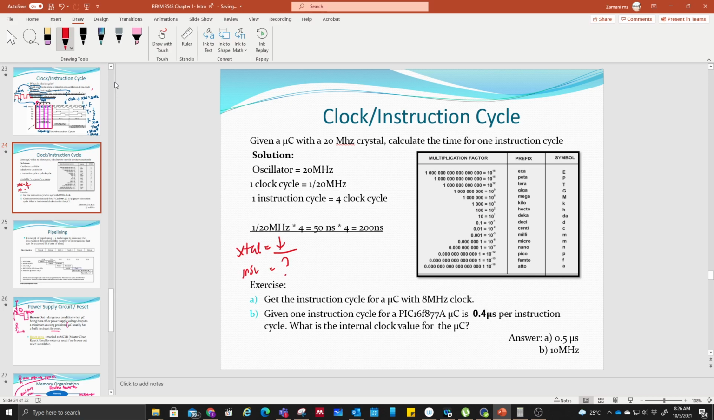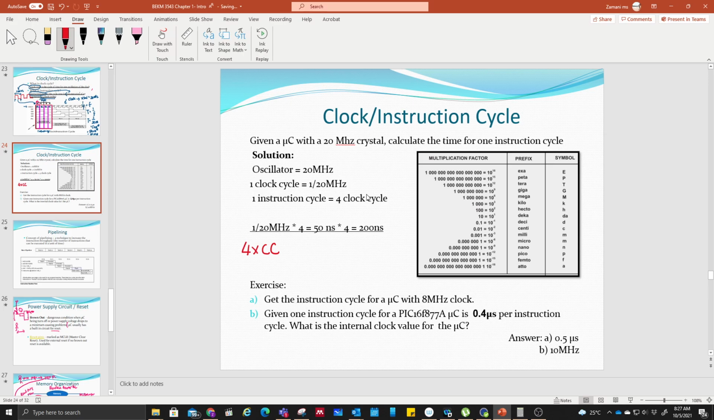But now, in this second question, you are given the instruction cycle, and then you need to find the crystal. So it's kind of a reverse engineering or reverse method. You need to find this one first, and then you can find the value for the crystal. It's just mathematics, but you need to go back from the answer to get the crystal value. So the formula for the instruction cycle is 4 times the clock cycle.